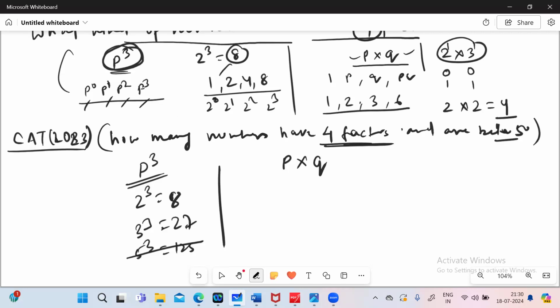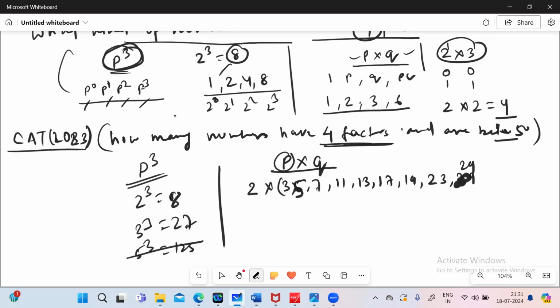All the numbers which are in the p into q structure: let's take the first prime as 2. The second prime will be either 3 or 5, 7, 11, 13, 17, 19, 23, not 29. It should be less. If I take 29, 29 into 2 will be greater than 50. So we have this many numbers with 2.